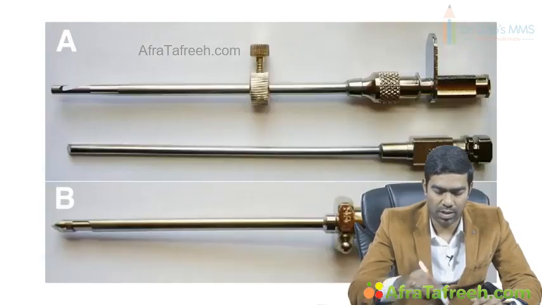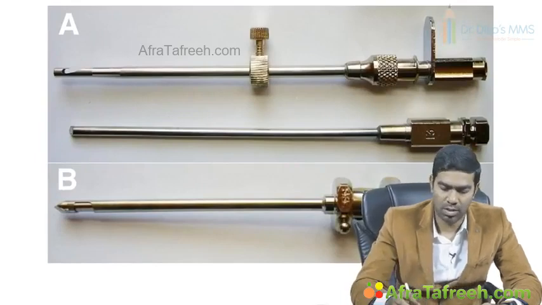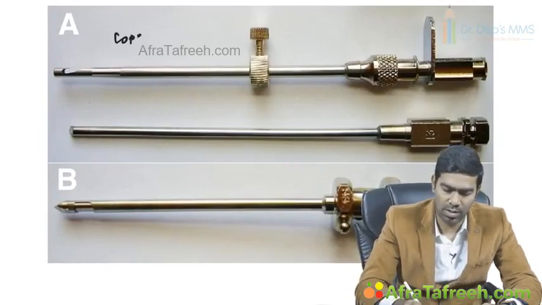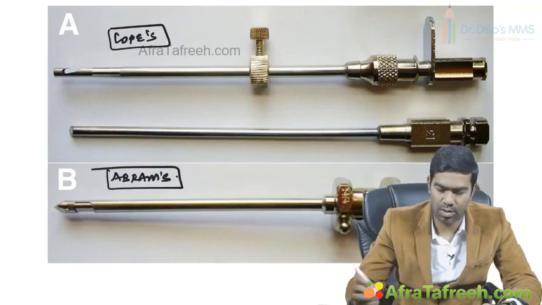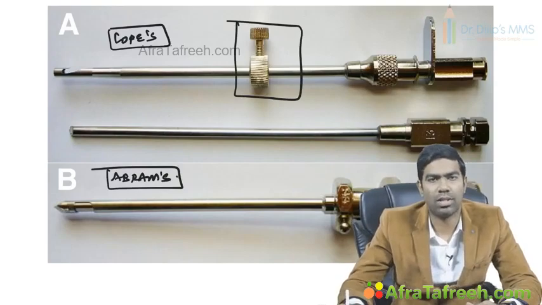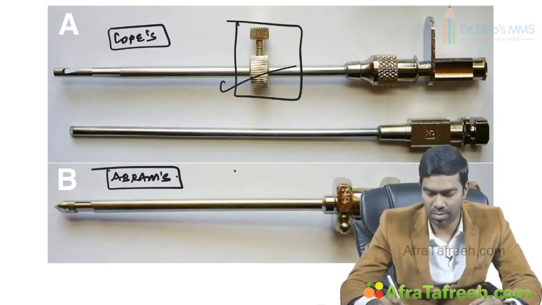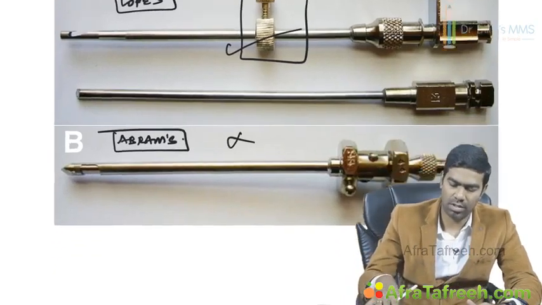So what are the biopsy needles? These are the two biopsy needles available for pleural biopsy. The first is what we refer to as the Cobb's needle, and the second we call the Abrams needle, this one. So this is the Cobb's. Cobb's has a gauge along with it. This is a safety gauge, so that is what you're going to see. But the Abrams will not have any safety gauge like this. So that's the difference: Cobb's versus Abrams needle.